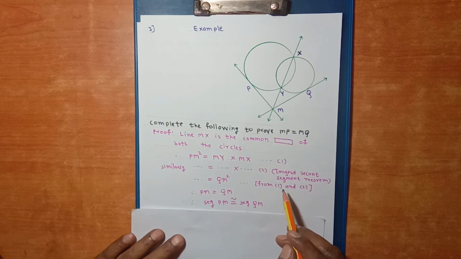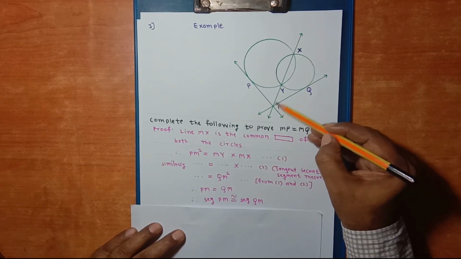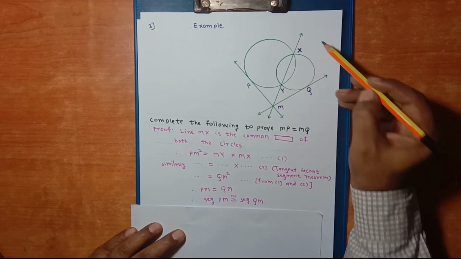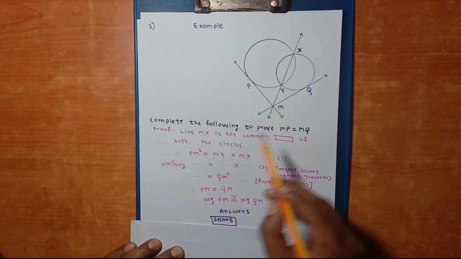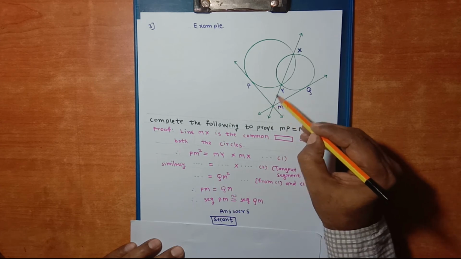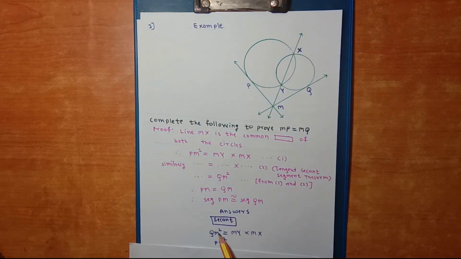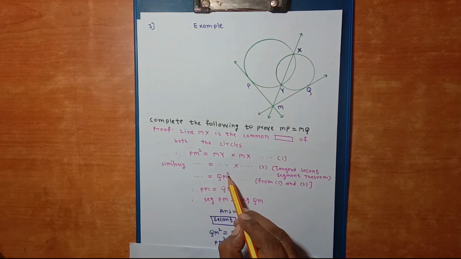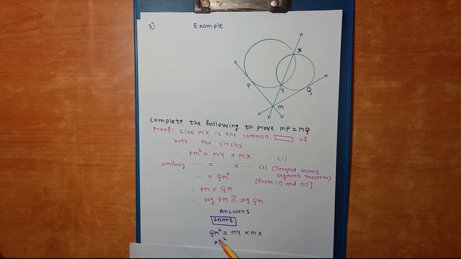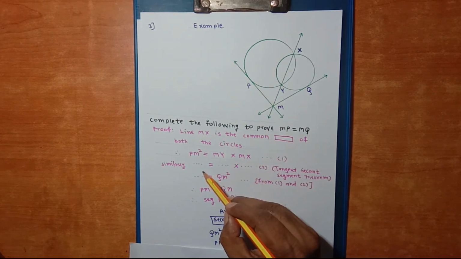Now, let us go for its answers. So, line MX is the common secant. So, the first answer is secant. Similarly, QM square is equal to MY into MX. Therefore, PM square is QM square. So, these are the three answers respectively. You have to write it down in the fill in the blanks.